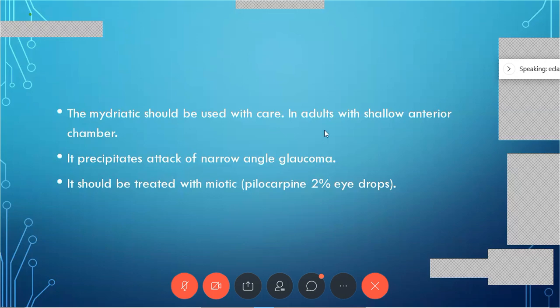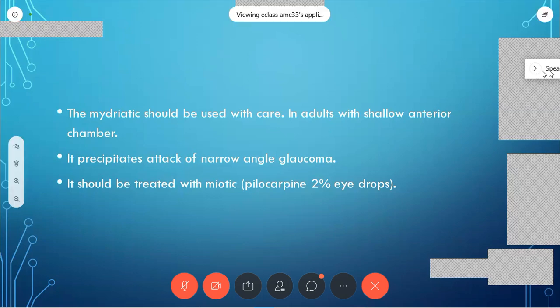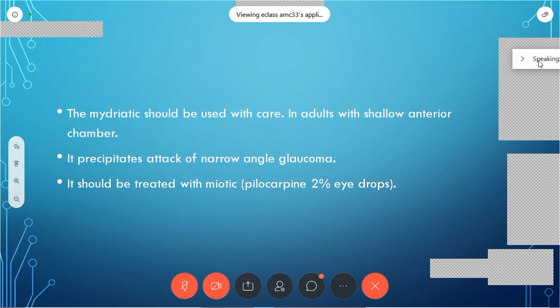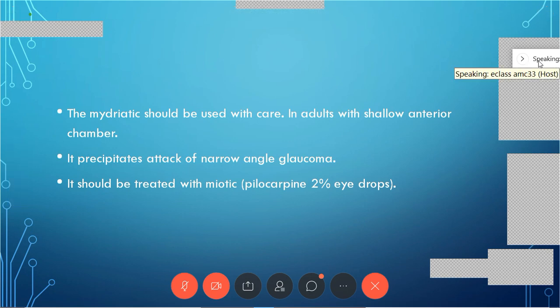It precipitates an attack of narrow angle glaucoma in those people who are prone to get narrow angle glaucoma. That means in hyperopic patients. Hyperopia means hypermetropic patients, and patients with a shallow anterior chamber, it should be used cautiously, because it may precipitate the acute attack of glaucoma. Suppose the patient gets an acute attack of glaucoma, it should be treated with a miotic, that means pilocarpine 2% eye drops.